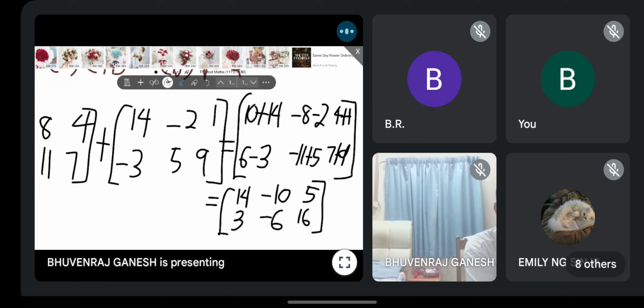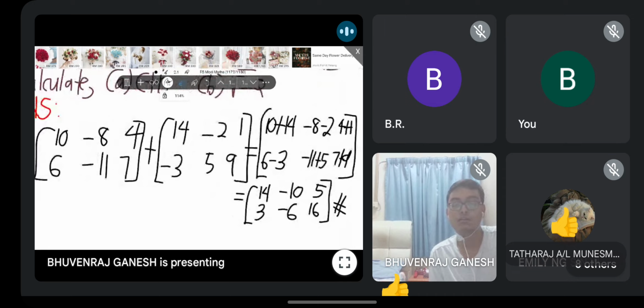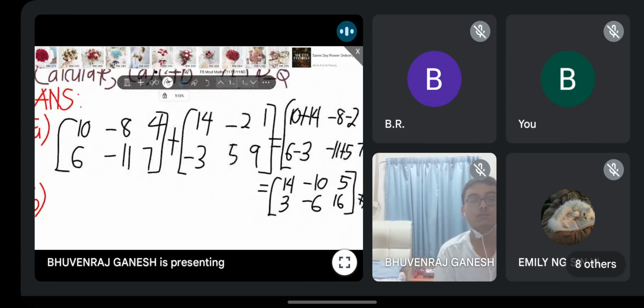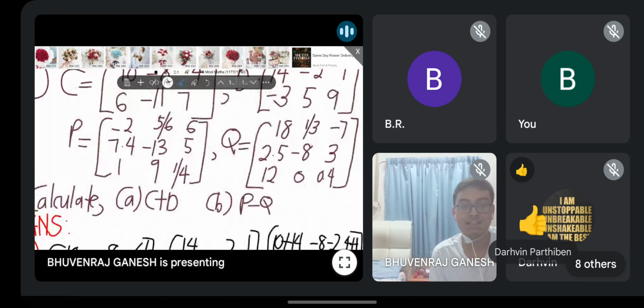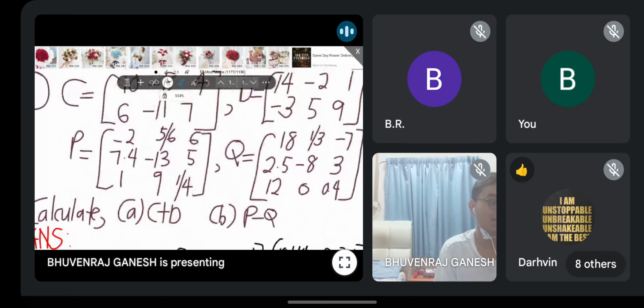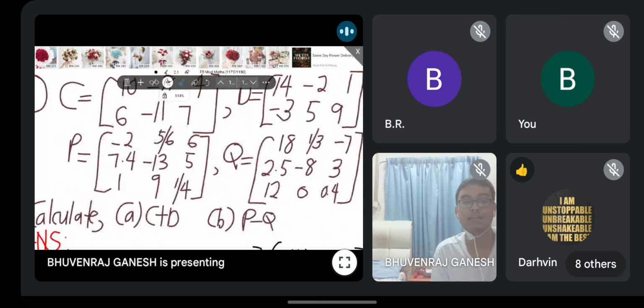Okay, guys, are you all clear on how to do addition of matrices? This is the way we show the working. Same thing for subtraction also. You apply the same concept. I saw someone raise a hand, but okay, no question. So now part B, subtraction.